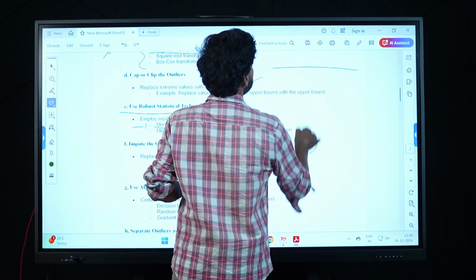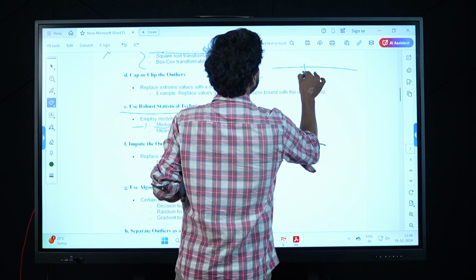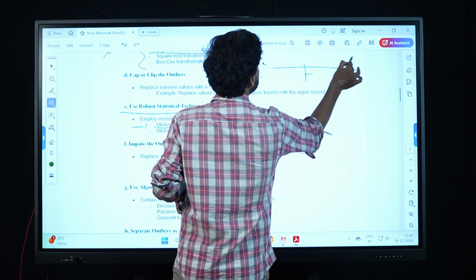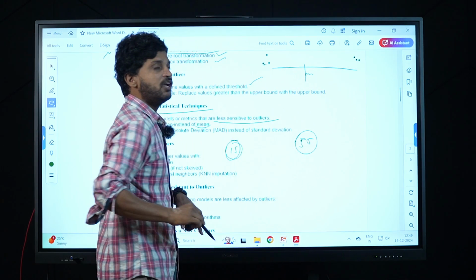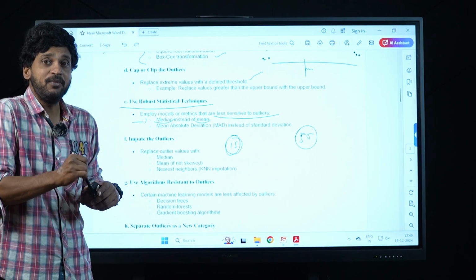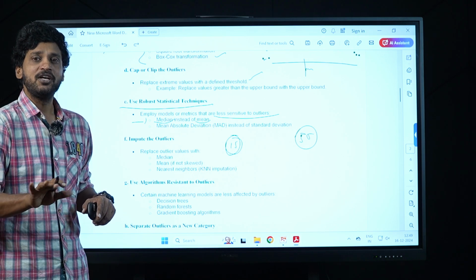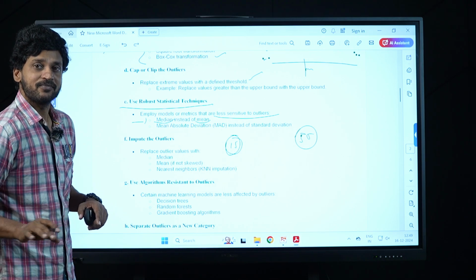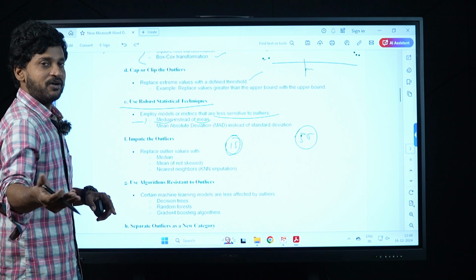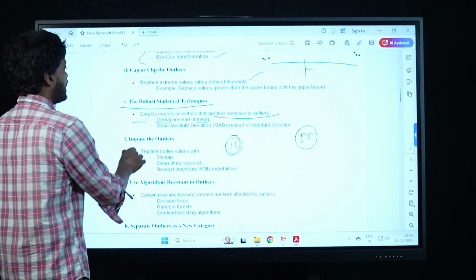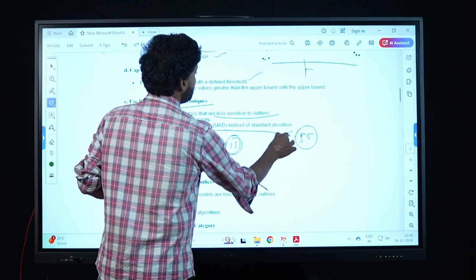Now this is a data set. In this data, this is the mean. From the mean, when you calculate, there will be outliers. The data points which are falling here will be the outliers. But the median is very less sensitive to the outliers because median is not mean. Median is the middle value, right? And mean absolute deviation instead of standard deviation.